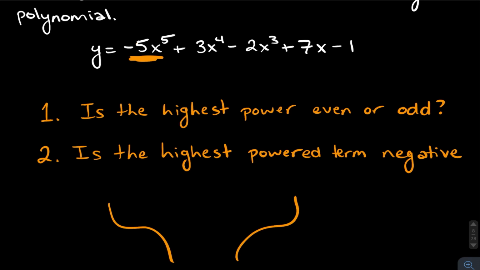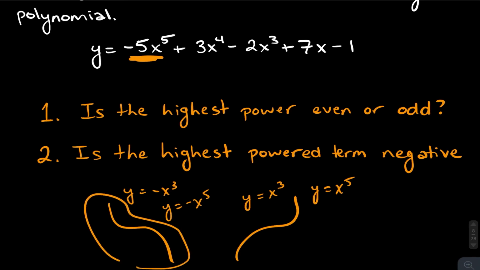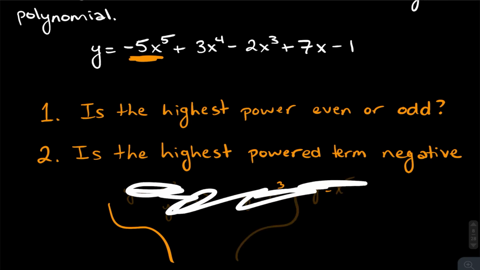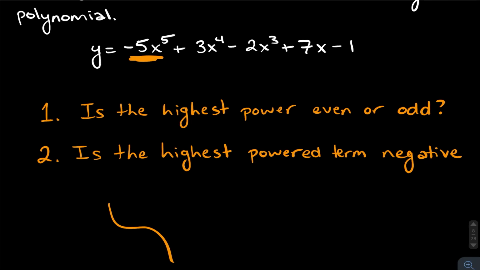And so that means that instead of the graph looking like y equals x cubed or y equals x to the 5th, it's going to end up looking like y equals negative x cubed or y equals negative x to the 5th. Okay? And so this is what our graph is going to look like. We've narrowed it down to this looking thing.